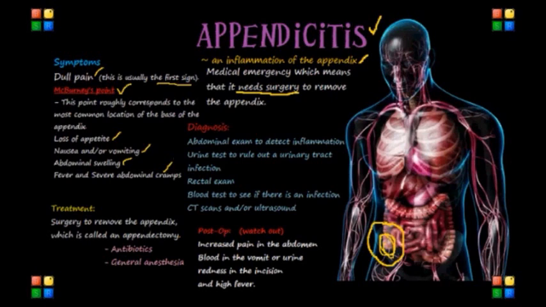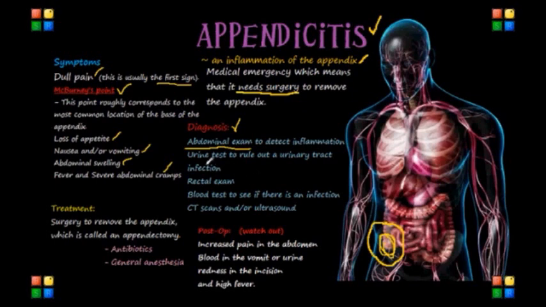So how do we diagnose our patients with appendicitis? Well, it can sometimes be tricky because the symptoms of appendicitis, like I mentioned before, are frequently very vague and extremely similar to other problems. So several tests are usually used to help make a better diagnosis, and that includes an abdominal exam to detect the inflammation, right?